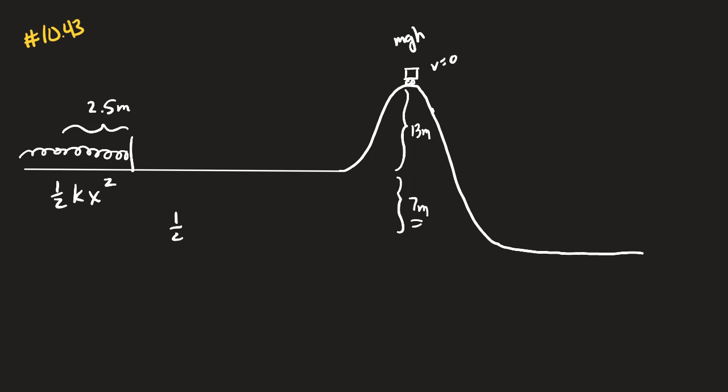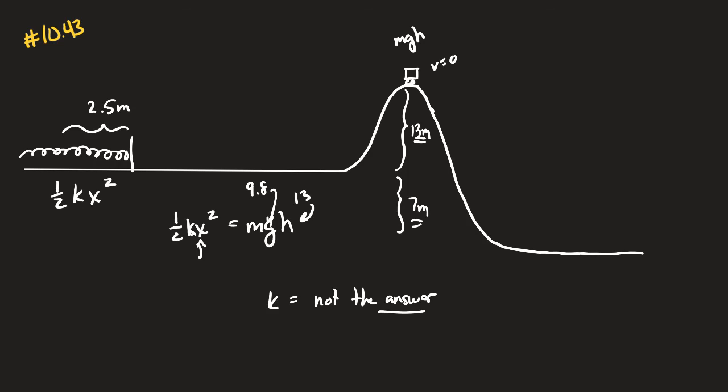So 1/2 K x squared equals mgh. We're solving this for K, with h being 13 meters. Now, we're going to use 2.5 meters here, 13 meters here. They want 9.8 there. When you get K, this is not the answer. You need a K that's 13% greater to get the right answer.